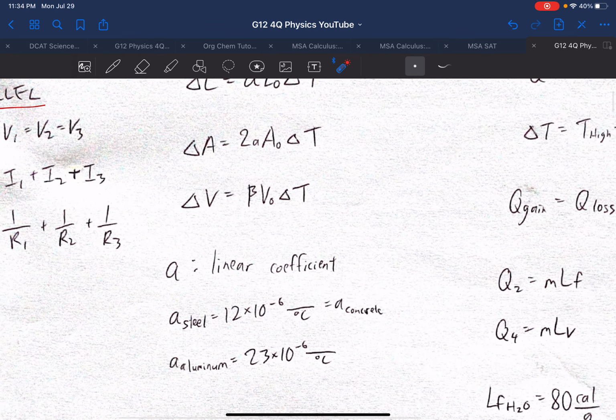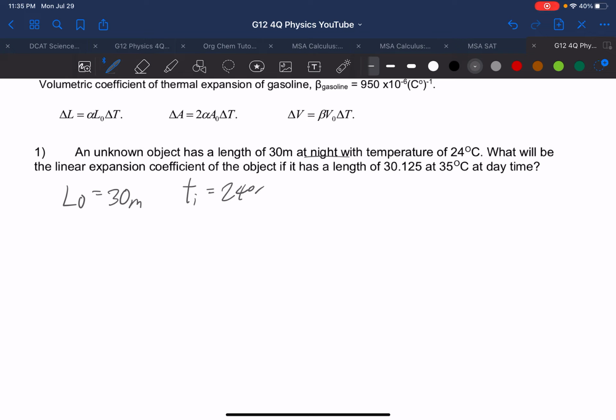You know what? Let's actually discuss it again, this time with proper context. An unknown object has a length of 30 meters at night, with a temperature of 24 degrees Celsius. So we have the final length that is 30.